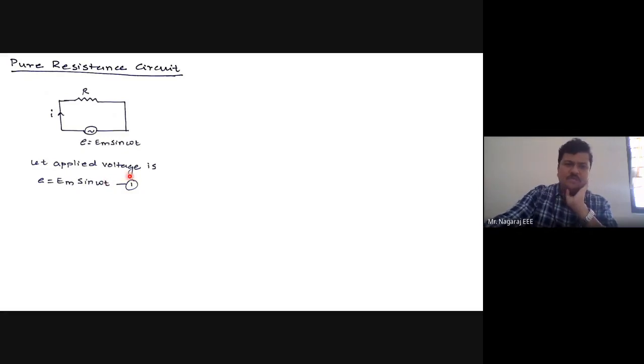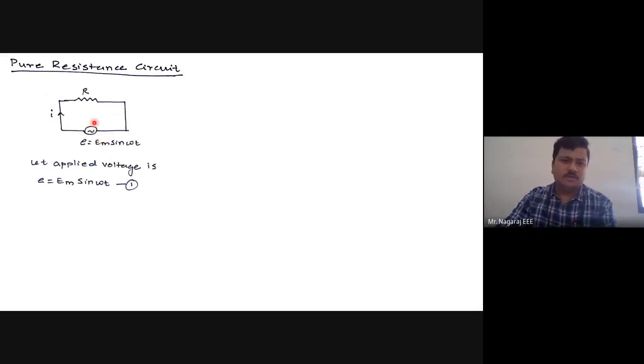Okay, so let me name this as equation 1 because I need to analyze the circuit mathematically. Let the applied voltage to the circuit be E equal to Em sin omega t. I am applying a sinusoidal voltage, and the source may be a simple oscillator which will generate sinusoidal oscillations.